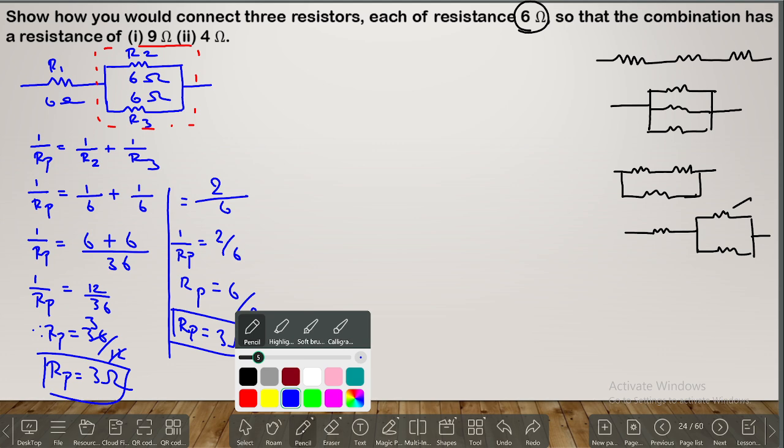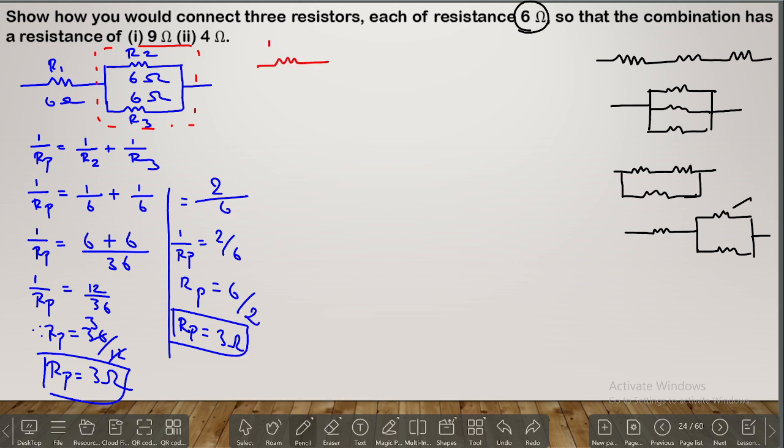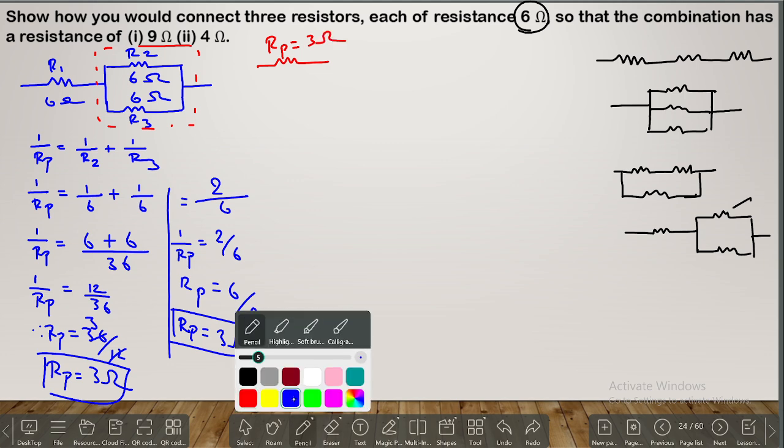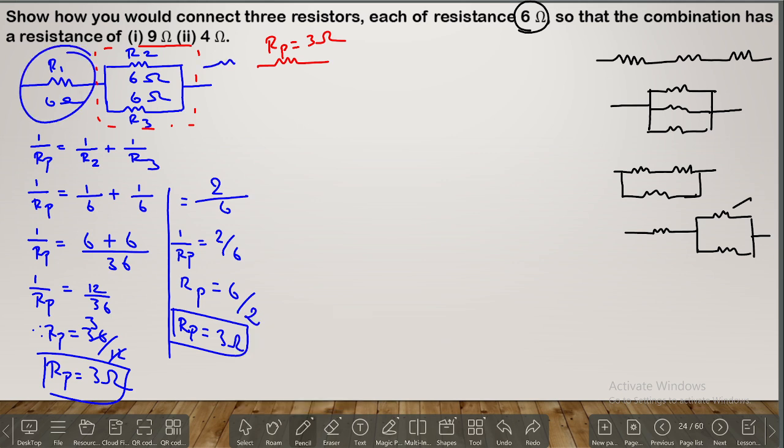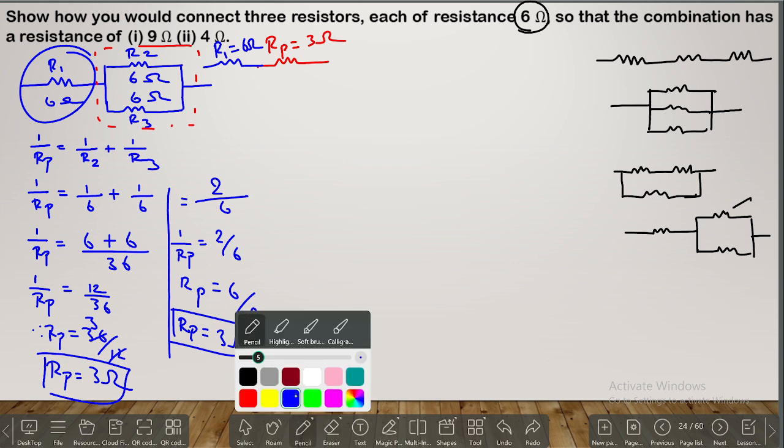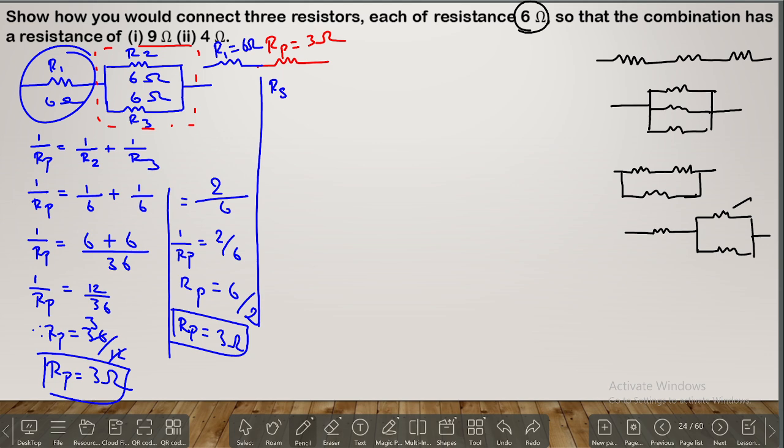Now these 2 resistors have combined and we got a single resistor like this, and that value is 3 ohm. Along with that, 1 resistor is in the form of series. Now look at the final circuit, what type of combination is it? It's in the form of a series combination. So what is the formula? R is equal to R1 plus Rp. What is the value of R1? 6 plus 3. So R is equal to 9 ohm. So that means we got the answer for the first one.